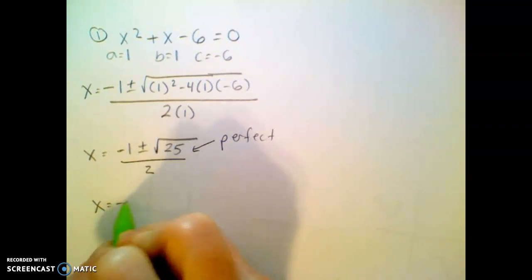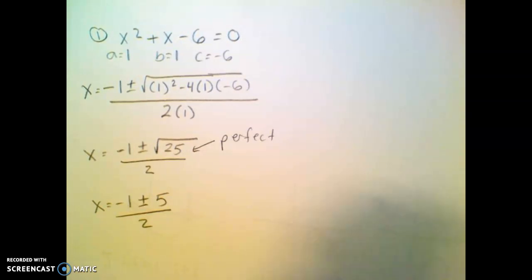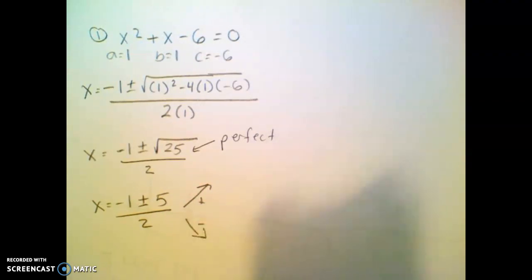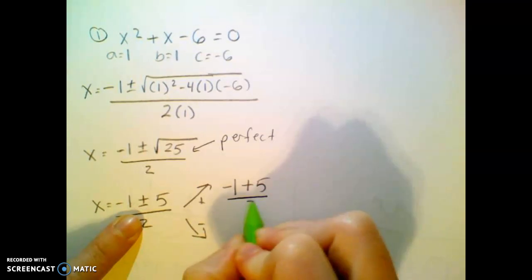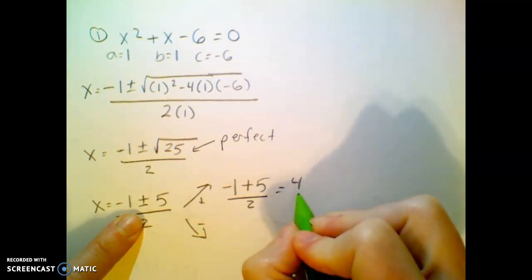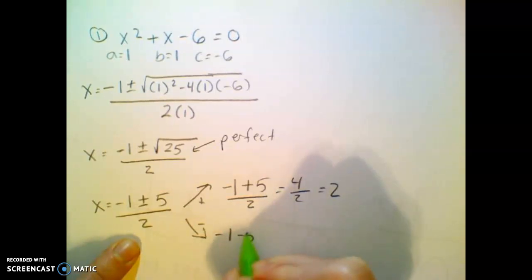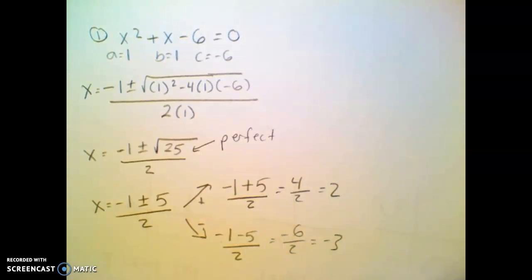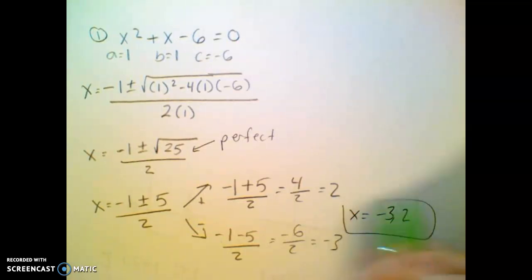So x equals negative 1 plus or minus square root of 25, which is 5. And then you've got to have 2 different answers. So take the positive route, take the negative route. Positive route just means use the plus sign. Negative 1 plus 5 over 2 is 4 over 2, which is 2. Negative route just means do all the math with the negative sign. Negative 1 minus 5 is negative 6 over 2, which is negative 3. So these answers are x equals negative 3 and 2. Those are my 2 answers.